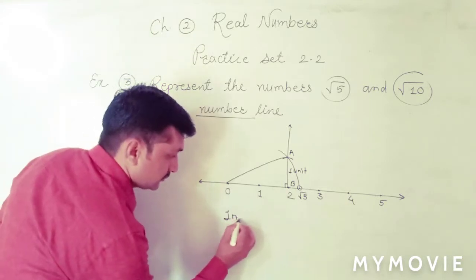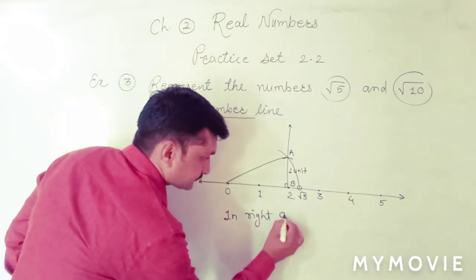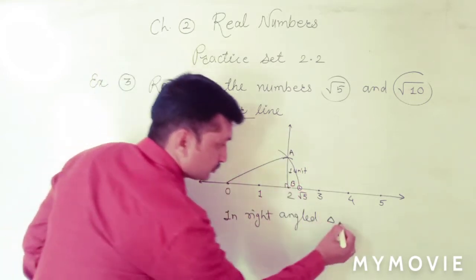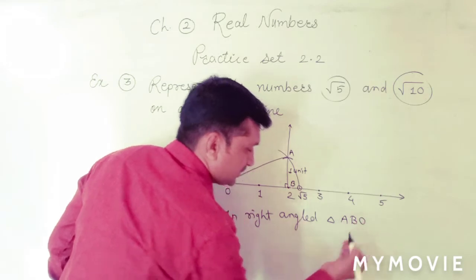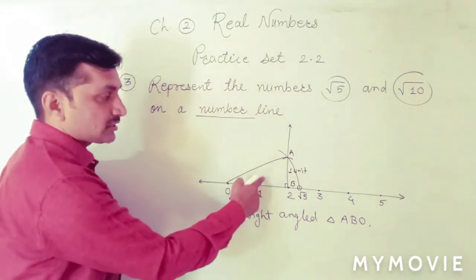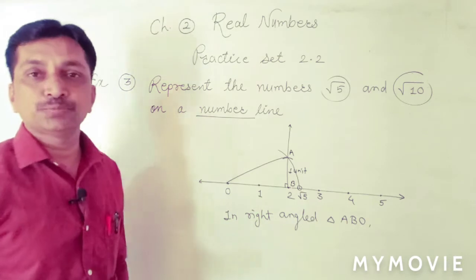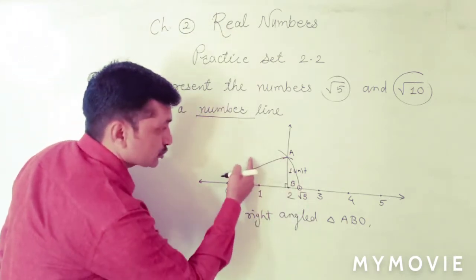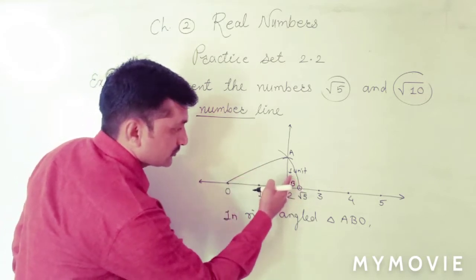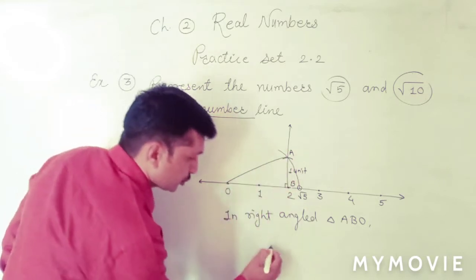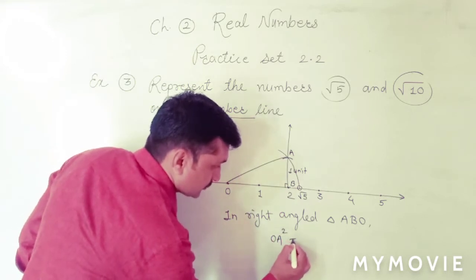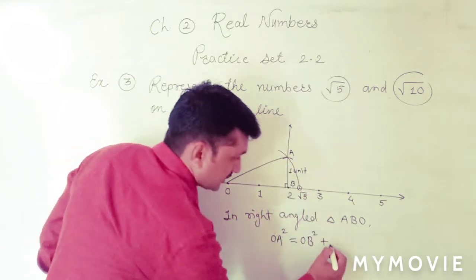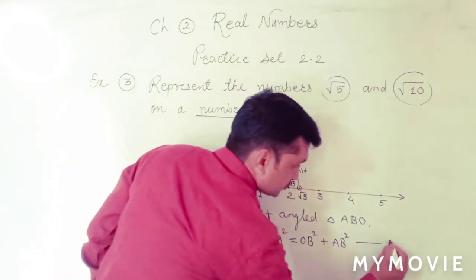Let's see. In right angle triangle OBA, this is a right angle triangle, so we can use the Pythagoras theorem. Hypotenuse square is equal to one side square plus other side square. Hypotenuse OA: OA square is equal to OB square plus AB square. This is by the Pythagoras theorem.